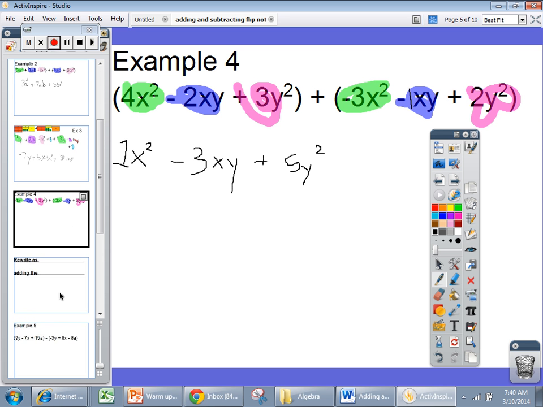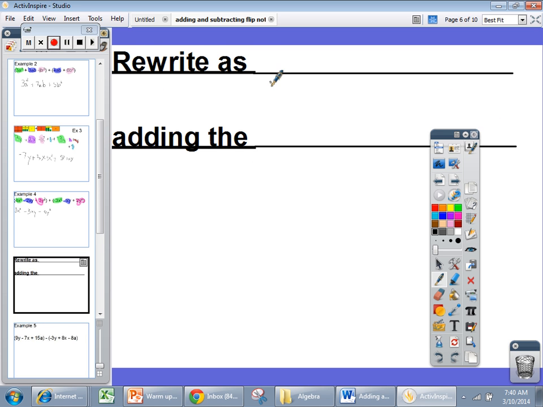Alright, so the thing that you need to do before you can do subtraction is you're going to rewrite your subtraction. You're going to put this in the little box off this side. Rewrite your subtraction.